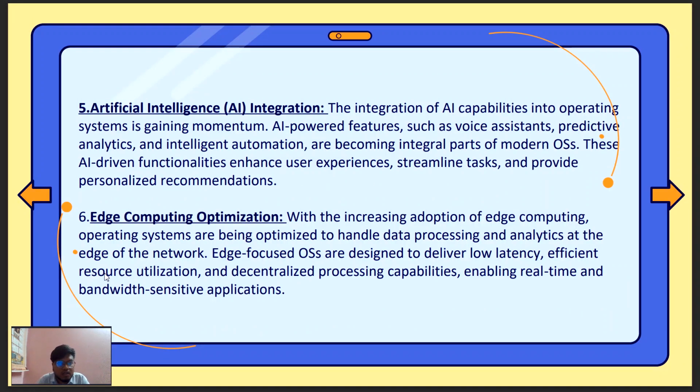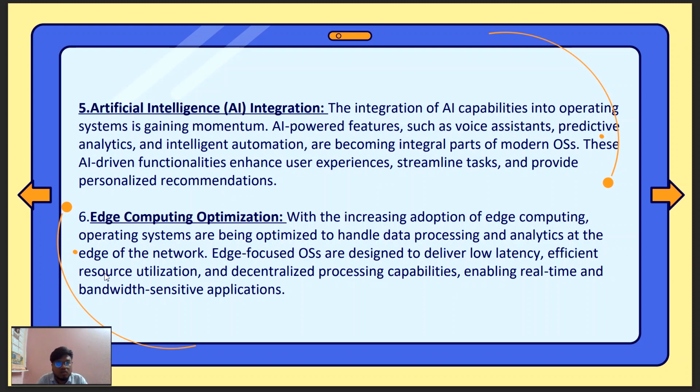Artificial intelligence integration. The integration of AI capabilities into operating systems is gaining momentum. AI-powered features such as voice assistants, predictive analytics, and intelligent automation are becoming an integral part of modern operating systems. These AI-driven functionalities enhance user experience, streamline tasks, and provide personalized recommendations.